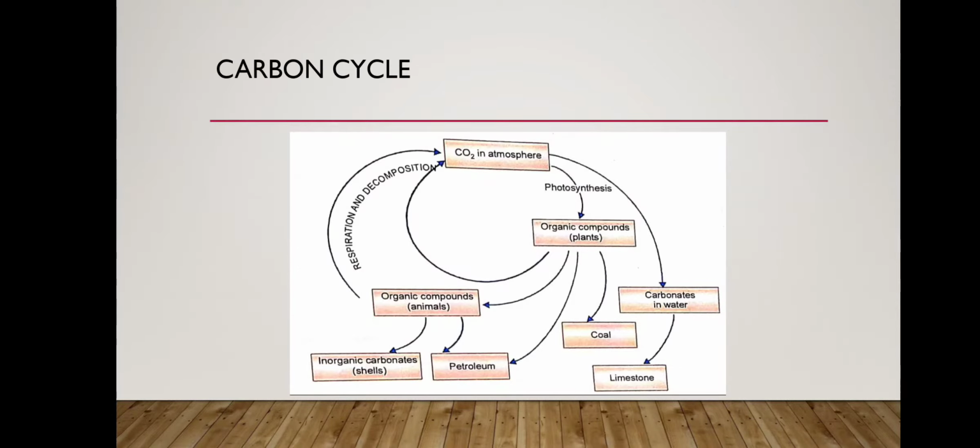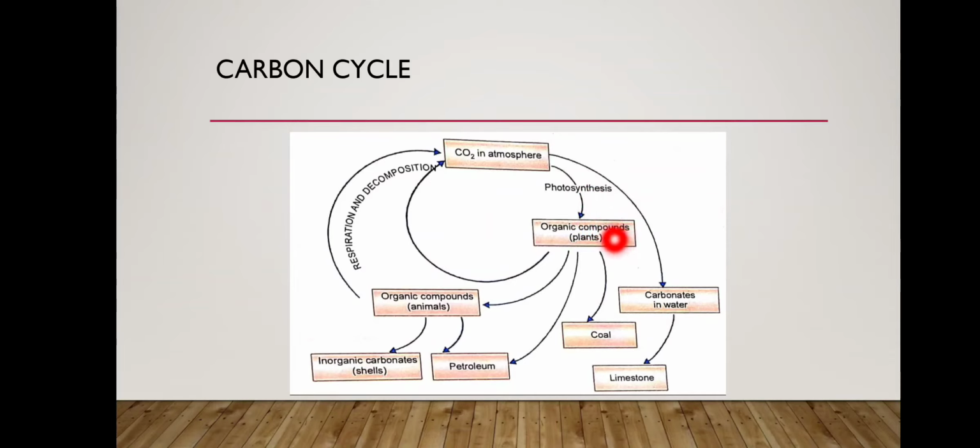Now this is the carbon cycle, children. One by one I'll explain this. First, carbon dioxide is available in the atmosphere. The carbon dioxide in the water changes into carbonate, and that changes into limestone. So this is the first way the carbon dioxide in aquatic waters is utilized. It changes into carbonate form in the water, and that in turn changes into limestone.